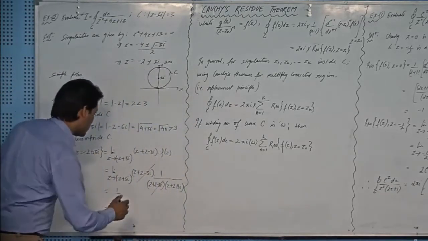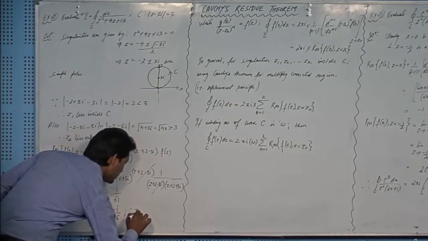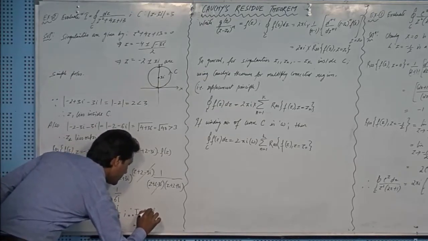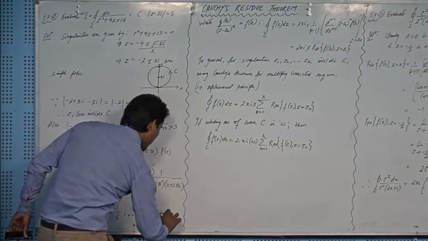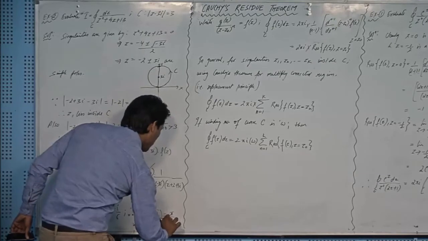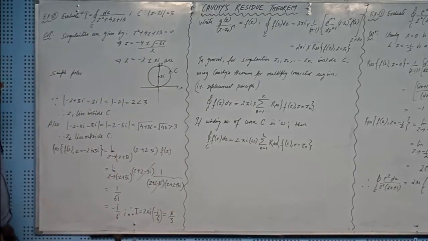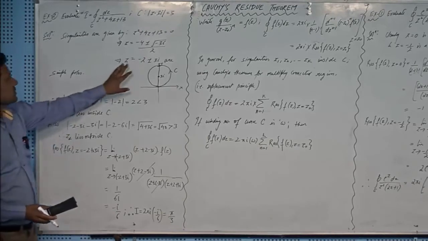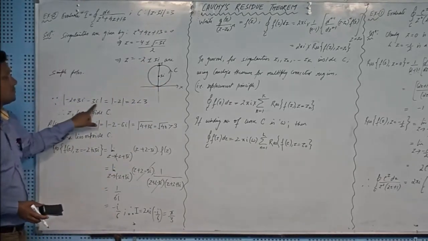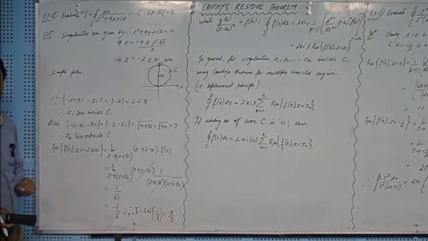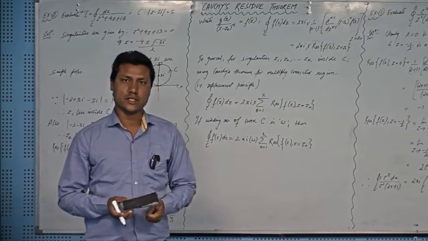I should write that here only. Therefore, using Cauchy's theorem, the answer will be 2 pi i multiplied by minus i by 6, and it will become pi by 3, right? Okay, so in this numerical you have seen that in order to check whether a pole lies inside or outside C, you should just rely on this basic fact. The distance between two complex numbers z1 and z2 is given by mod of z1 minus z2, right?